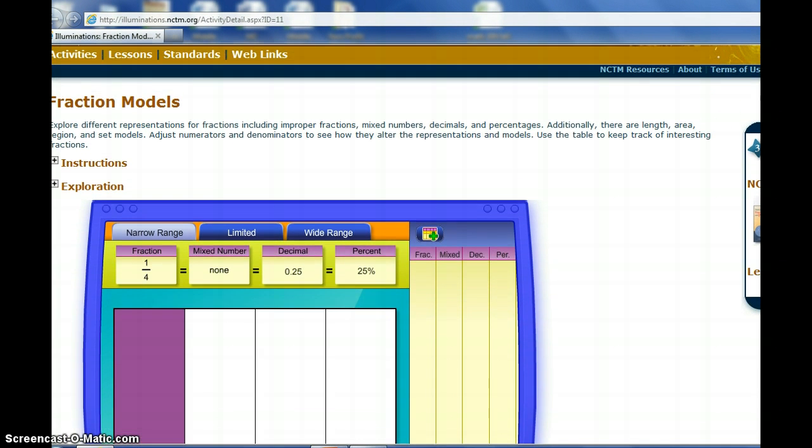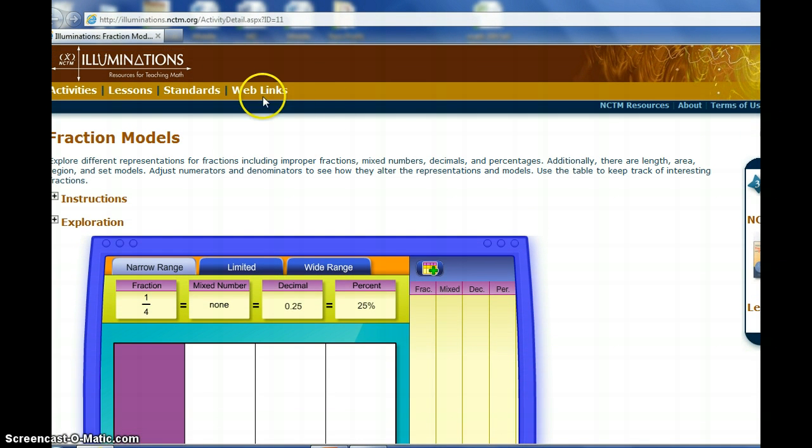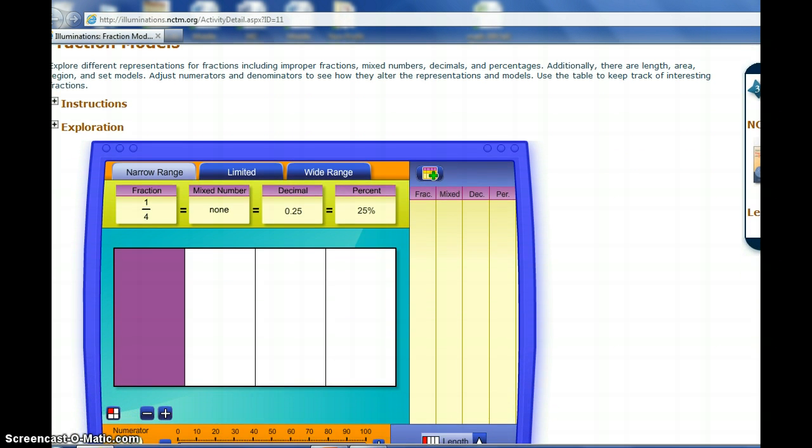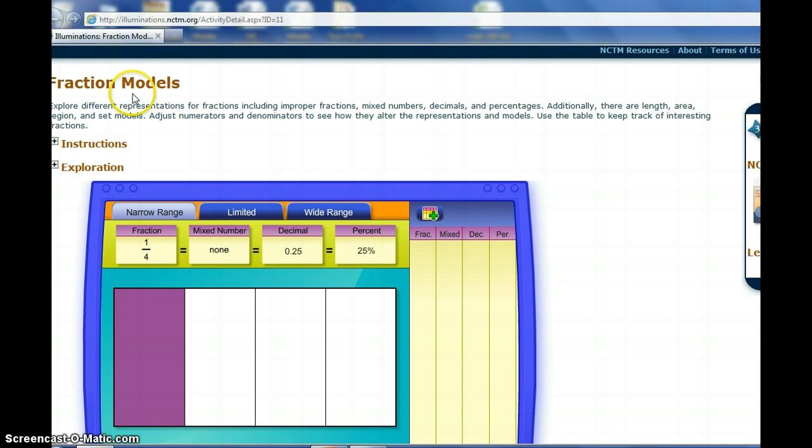The National Council of Teachers of Math has a site called Illuminations. You can see right here. And it's pretty good. There's lots of different things that you can use on there. If you go to activities, you can search by grade level. So I usually click 3, 5, and 6 through 8, and then I search for different things. So one of the things that they have is what they call fraction models. So you can go to this site also and just explore some things here.